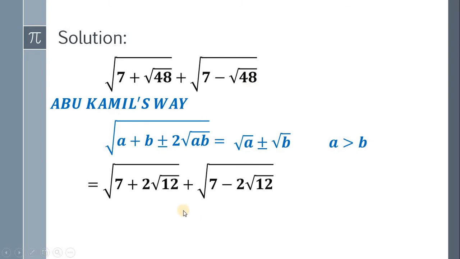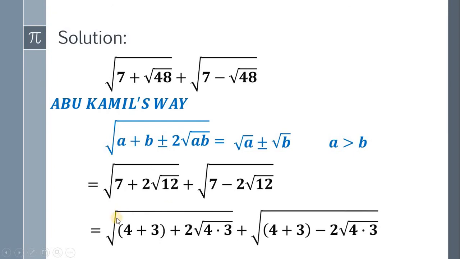Now at this point, we will use Abou-Kamil's way. First thing to do is we need to think of two numbers that when we add up, we have 7 and when we multiply, we get 12. And the only pair of numbers that satisfies this condition is 4 and 3. So we have 4 plus 3, we have 7, and 4 times 3, we have 12. So this becomes square root of 4 plus 3 plus 2 square root of 4 times 3 plus square root of 4 plus 3 minus 2 times the square root of 4 times 3.